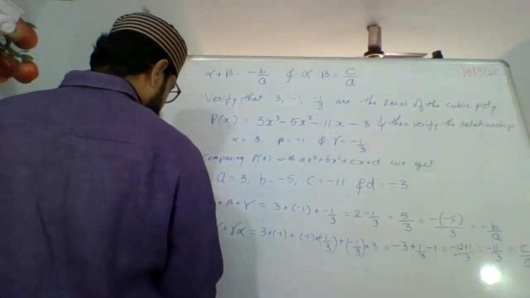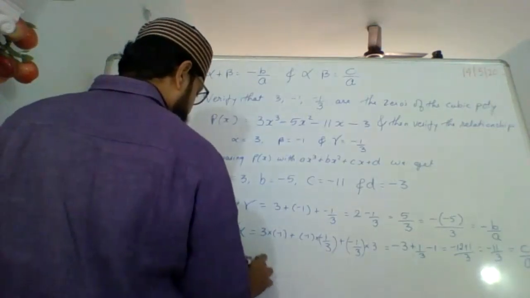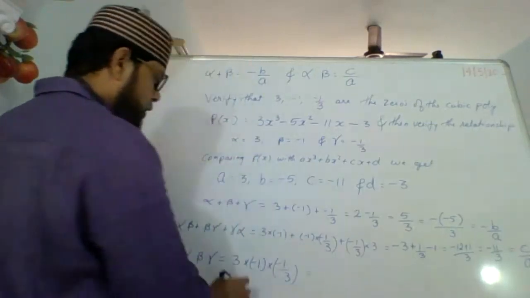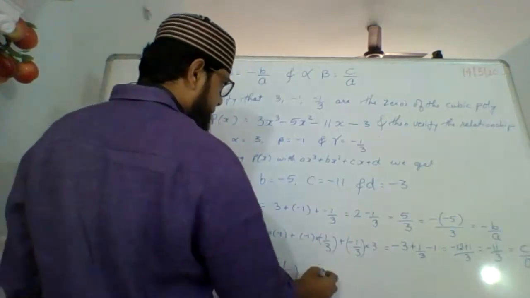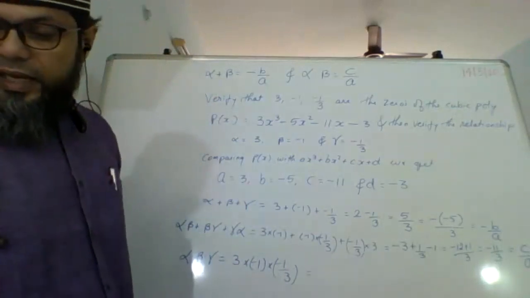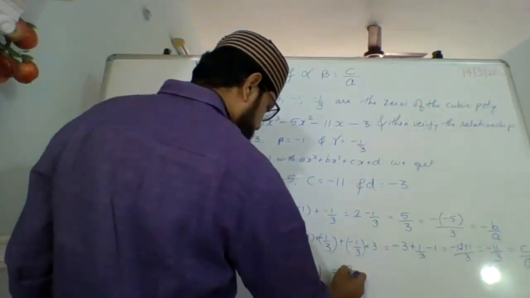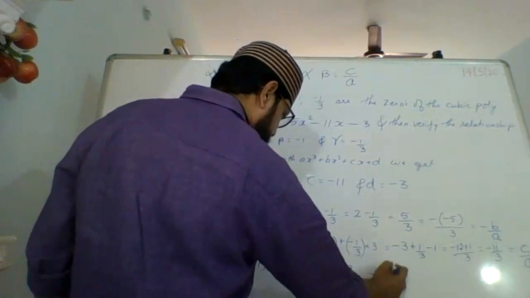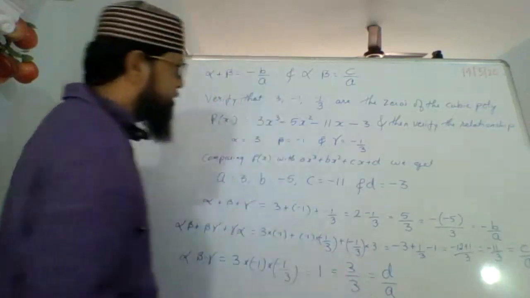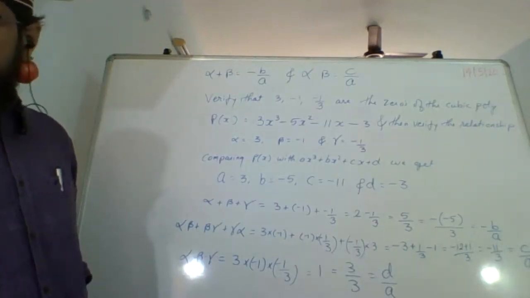And then we have alpha into beta into gamma, which is 3 into minus 1 into minus 1 upon 3. Minus and minus will cancel, 3 and 3 will cancel. So we are left with 1, which can also be written as 3 upon 3, which is d upon a with a minus sign. So this verifies the relationship between the zeros and the coefficients.